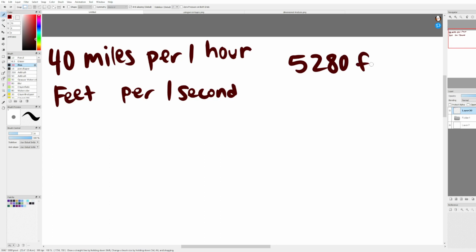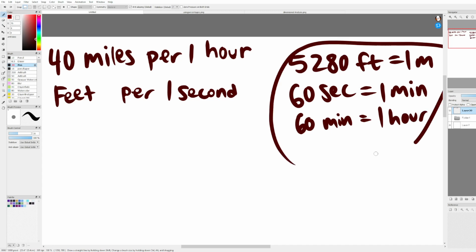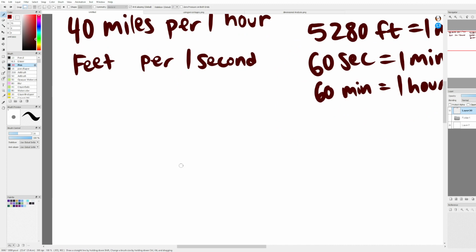So we know that there are 5,280 feet in 1 mile. We know that there's 60 seconds in 1 minute. And we know that there's 60 minutes in 1 hour. These are the tools that we're going to need to use when we are talking about dimensional analysis.